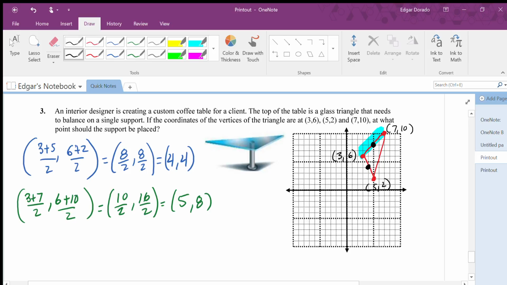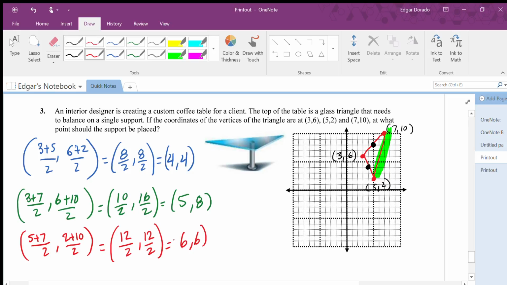And then finally, one more here. Let's find this little bottom piece, or the side, I should say. This one right here. All right, so let's find the midpoint right there. This would be 5 plus 7 over 2, and then 2 plus 10 over 2. This will give me 12 over 2, another 12 over 2, for a final midpoint of 6 comma 6. Looks like it's right there.